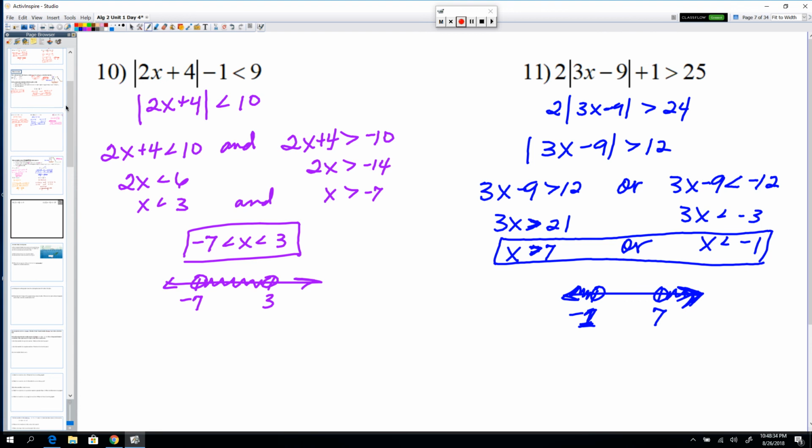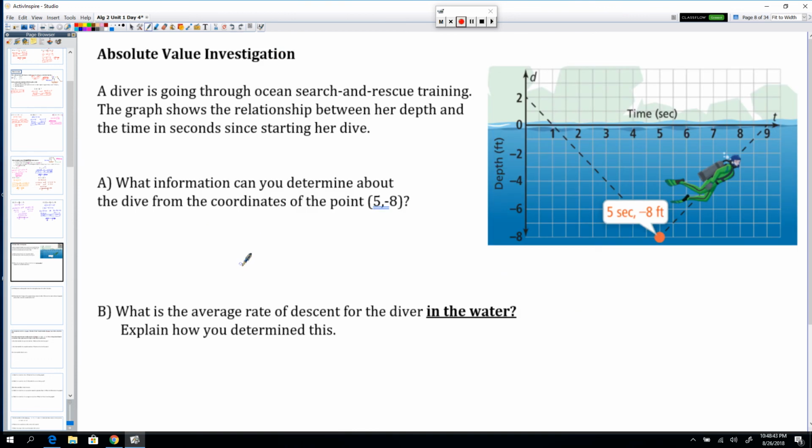Now, let's introduce you to a little bit of graphing some absolute value investigations. Let's take a look at this problem and sort of get us ready for next class. We've got a diver going through ocean search and rescue training. So they're diving off maybe a diving board or a boat up here. And this measures how deep they are in the water, and this is how much time it takes for them to make that progress.